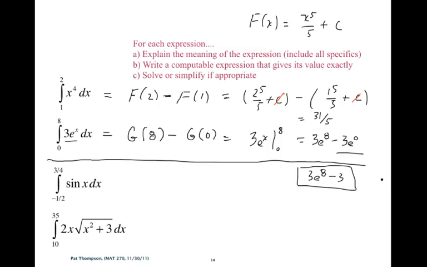Another example, cosine of 0. That's not 0, right? Cosine of 0 is not 0. There's plenty of other examples. Just because you have a 0 as one of your limits of integration doesn't mean that that term is 0. Plug it in, make sure. Okay? So this one, same thing.